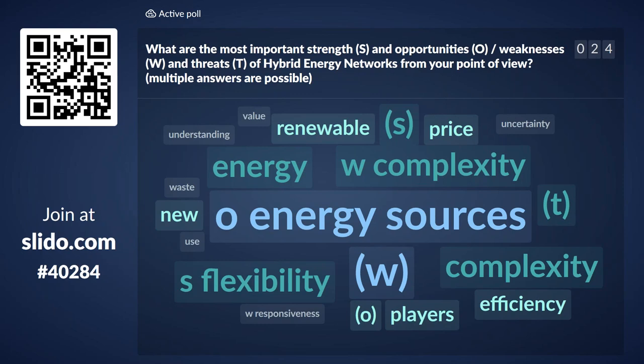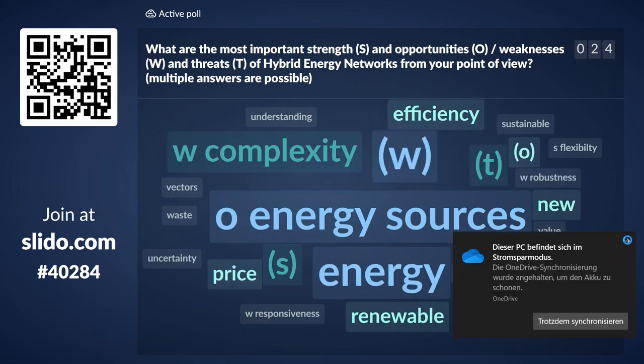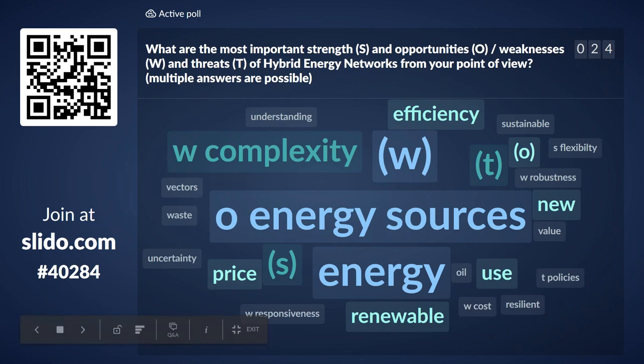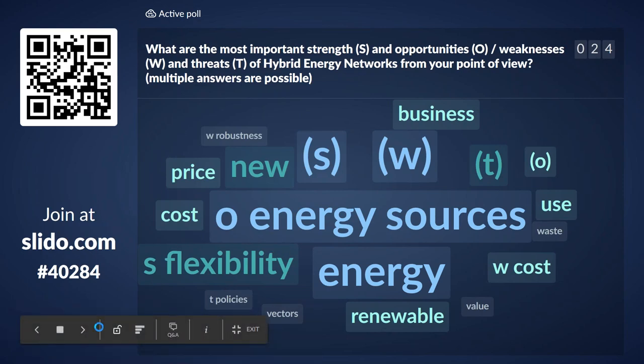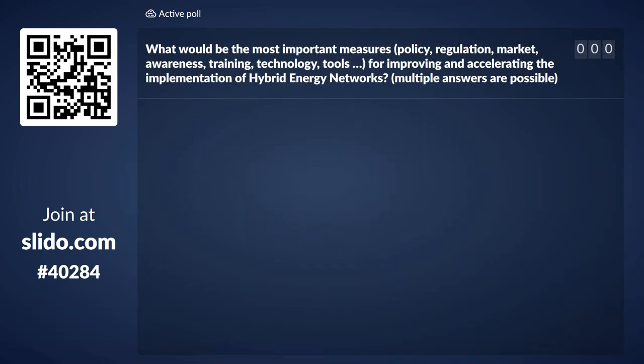Great. So we are 8 minutes over. Let's still use the remaining time for the final question. I'm going to deactivate this one now on the most important measures and recommendations. So what would you, in your point of view, what should be changed from the policy side? What kind of regulation would you like to see? Do we need a new market design, some awareness measures? Do we need trainings? Do we need better tools, better technologies for improving and accelerating the implementation of hybrid energy networks? Again, multiple answers are possible. Please feel free to just put in what you want.